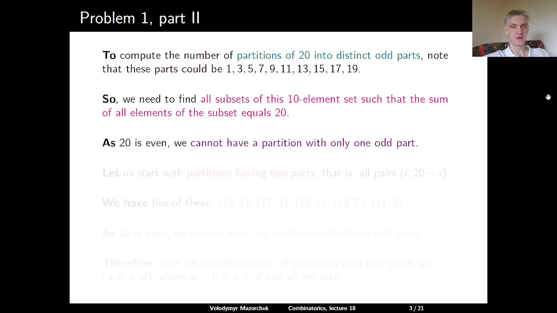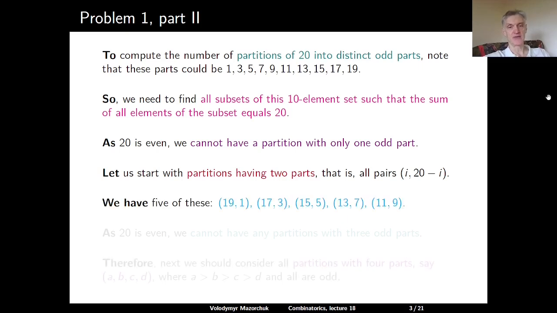As 20 is even and all our elements are odd, we cannot have a partition with only one part. So we need to start with partitions with two parts, and these are exactly pairs i, 20 minus i. And of course they should be ordered weakly decreasingly. So we have 5 such pairs: 19 and 1, 17 and 3, 15 and 5, 13 and 7, and 11 and 9.